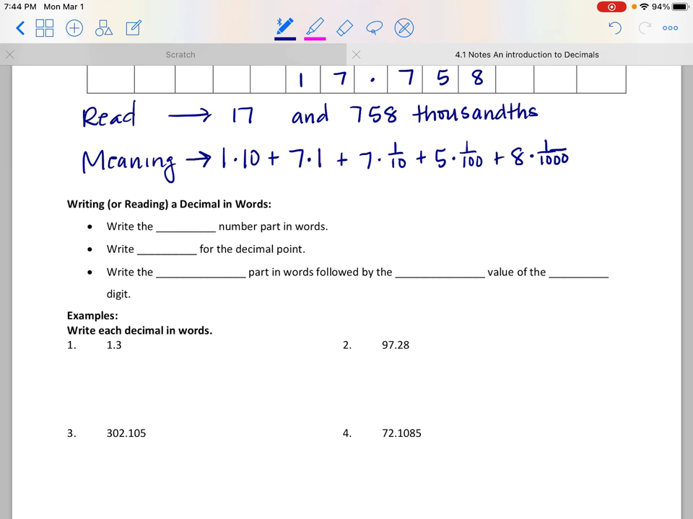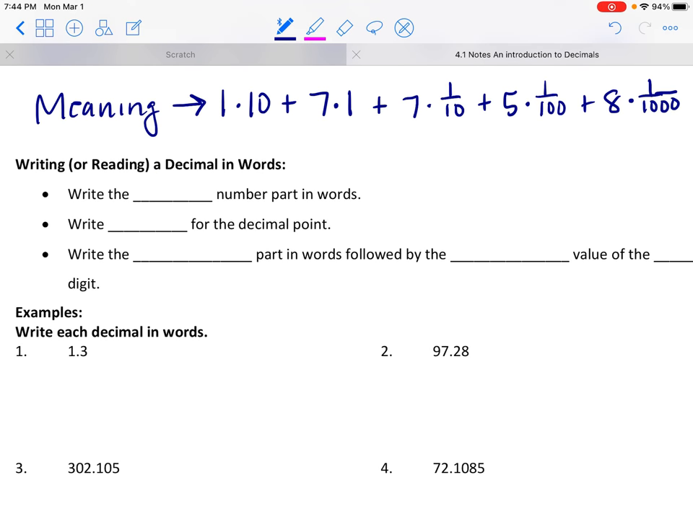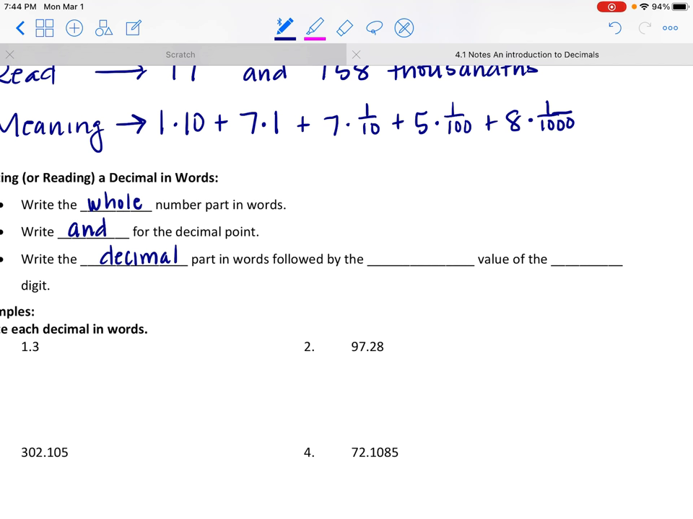Okay, so let's just practice a little more with the writing or reading of a decimal in words. When we're going to write this in particular, we want to make sure we write the whole number part as we would have before. So put commas in the wording where we would have put commas in the number. We hyphenate the two-digit numbers, so that part hasn't changed. And then we're going to write and for the decimal point, and then we're going to write the decimal part the same way we would write the whole number part, except after we write it, it's going to be followed by the place value of the last digit.